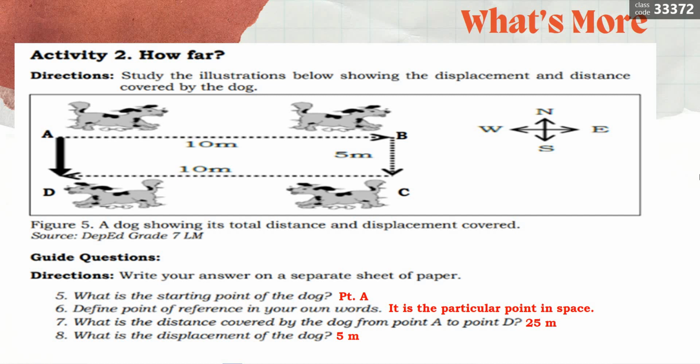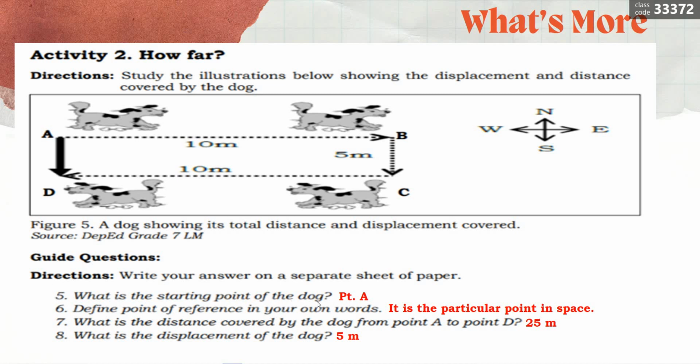Activity 2. What's more? How far? Direction. Study the illustrations below showing the displacement and distance covered by the dog. Figure 5. A dog showing its total distance and displacement covered. As you can see, the figure there has points A, B, C, and D. We have north, south, east, west, the directions. Okay, let's have the guide questions. Write your answers on a separate sheet of paper.